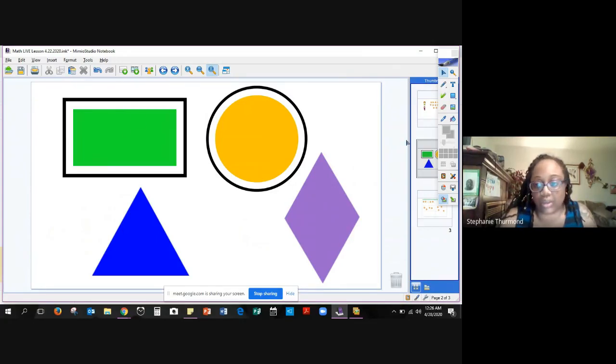So here I have a rectangle, and I'm going to partition my rectangle into, let's say, two equal parts. So here I am partitioning my rectangle into two equal parts. Is that two equal parts? No, it's not. One side, the right side here, is much bigger than the left side here. So I have not partitioned this into equal parts. So I'm going to erase, and I'm going to try again. Have I partitioned my rectangle into equal parts now?